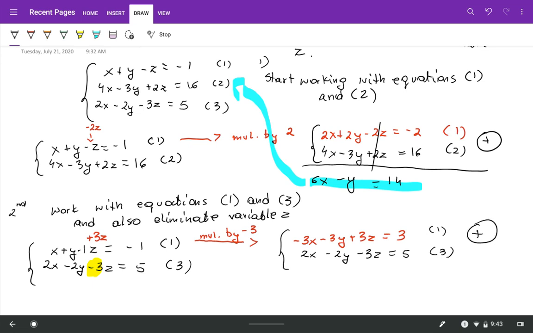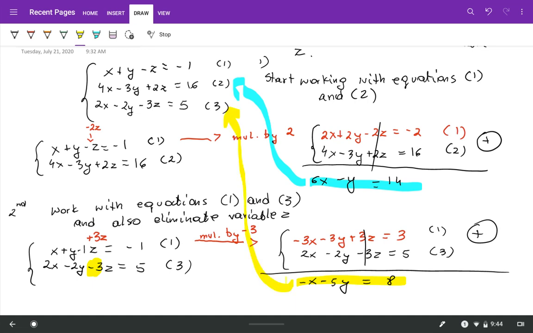And now we're using that elimination method. So we're adding those two equations together. And we end up with -x minus 5y equal 8. Okay, save it. We're going to replace original equation 3 with the yellow equation.